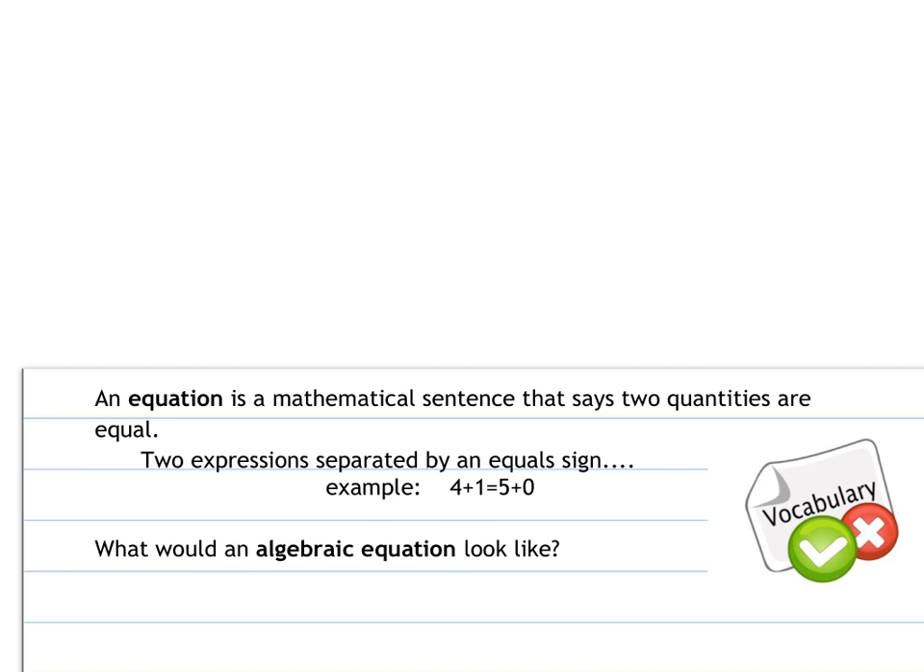So two expressions are separated by an equal sign. We know that 4 plus 1 is equal to 5 plus 0. What we look at now is algebraic equations. What would an algebraic equation look like? Think about that, as you know what algebraic means and you know what equation means, putting those together. What would that look like?